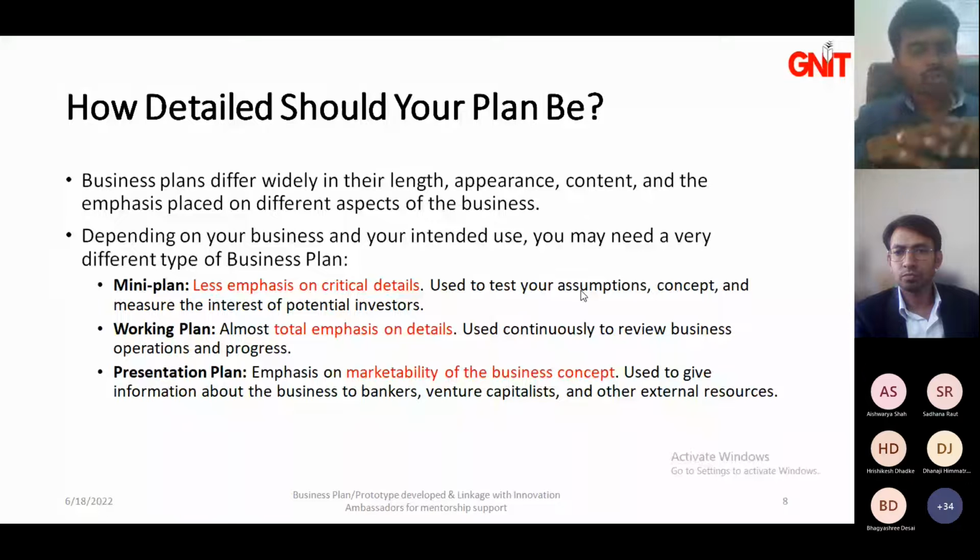Working plan means almost total emphasis on details from top to bottom. How currently it is working, what is the operation of this? If I operate this thing, after operating, how it will be, that is called a working plan. How the progress is, the progress chart, whether you are getting an increased one or a decreased one, that is called a working plan.